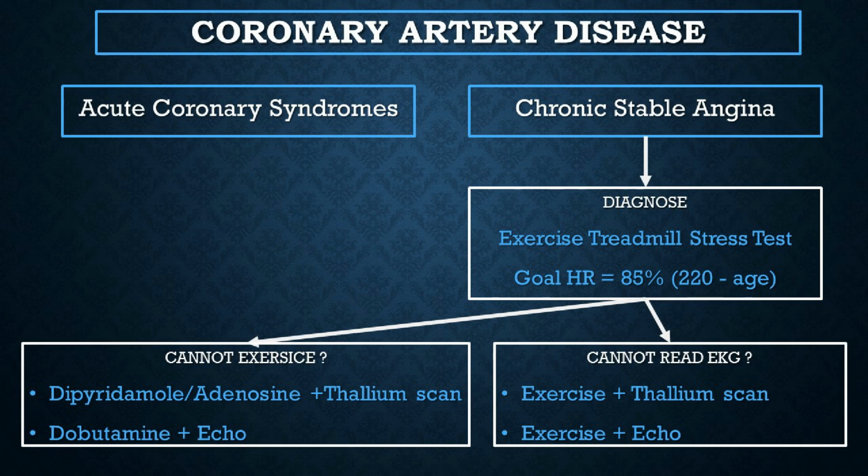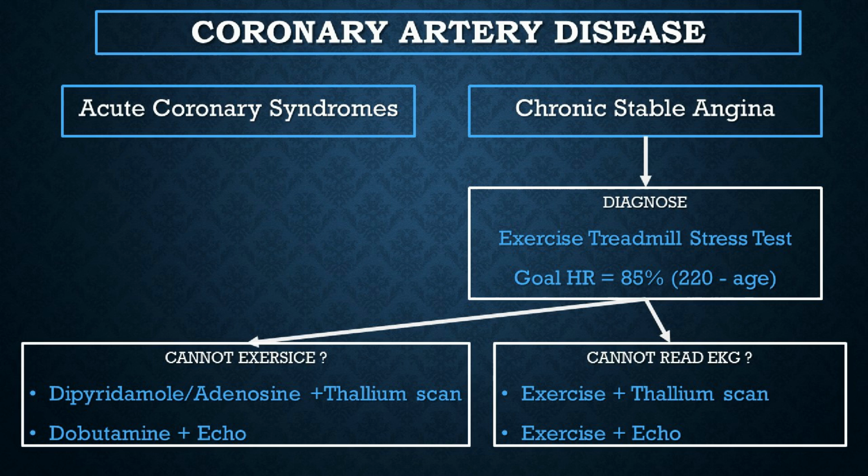Now here comes the tricky part. What do we do if the patient cannot exercise? And why the patient wouldn't be able to exercise? Well, imagine the patient has an amputated limb, or he has osteoarthritis, or he has had previous ablation, or low heart rate, or he is on beta blockers that you should stop 48 hours before the test, by the way, or he is on calcium channel blockers or nitrates.